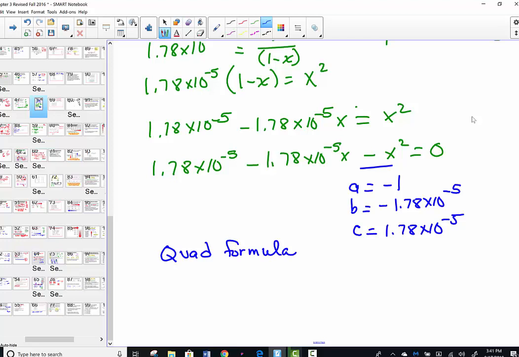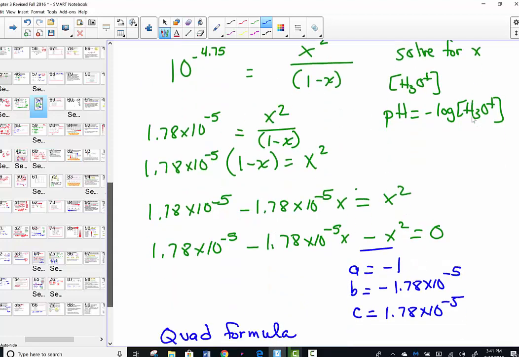On my calculator, I hit program. Quad, Q-U-A-D, is the program. And for the number for A, I'm going to put -1. For the letter B, it's -1.78 times 10 to the -5th. And letter C is the positive of the same value. And X comes out to be 0.00421. And I'll tell you, because the concentration of X is significantly small, you could have tossed out the -X and you'd still find relatively the same answer.